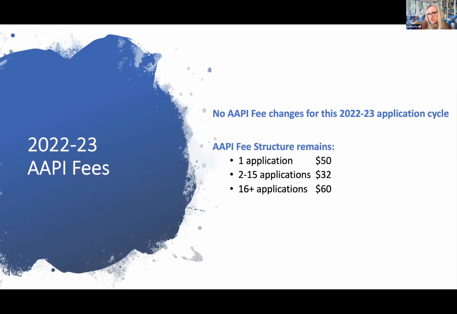For this coming year, just FYI, there's no change in the APPIC fees. And to that question about how many applications students should submit, we actually set the pricing structure such that we de-incentivize students from applying to more than 15. The price goes up significantly, almost doubling, to $60 for every site they apply to thereafter.